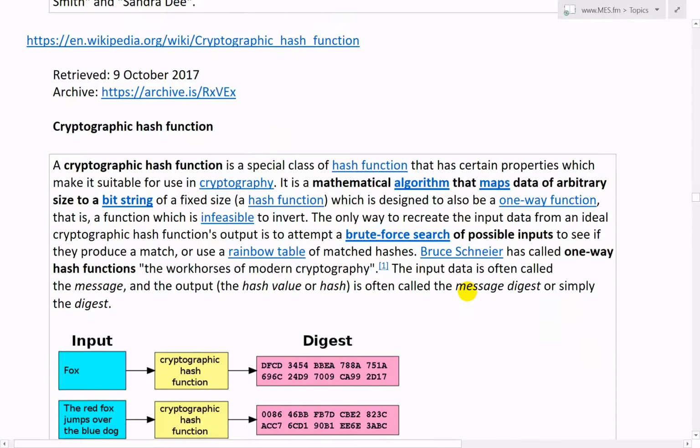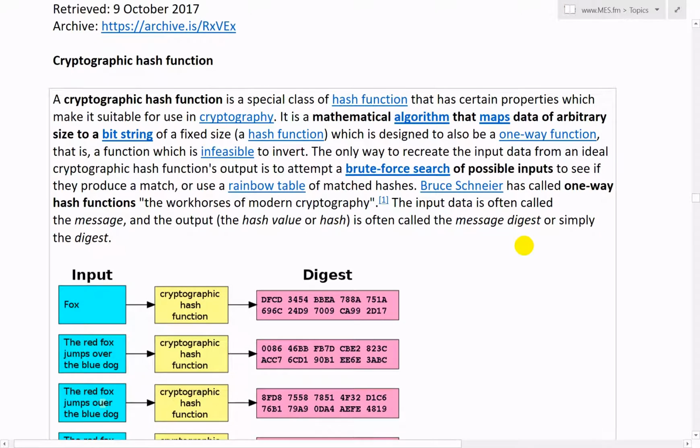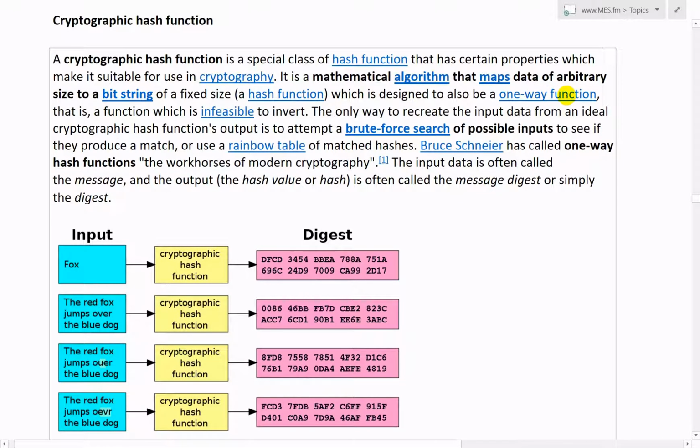So let's look at that cryptographic hash function in more detail. A cryptographic hash function is a special case of hash function that has certain properties which make it suitable for use in cryptography. It is a mathematical algorithm that maps data of arbitrary size to a bit string of fixed size, a hash function, which is designed to also be a one-way function. That is a function which is infeasible to invert. So in other words, a cryptographic hash function is a one-way hash function.